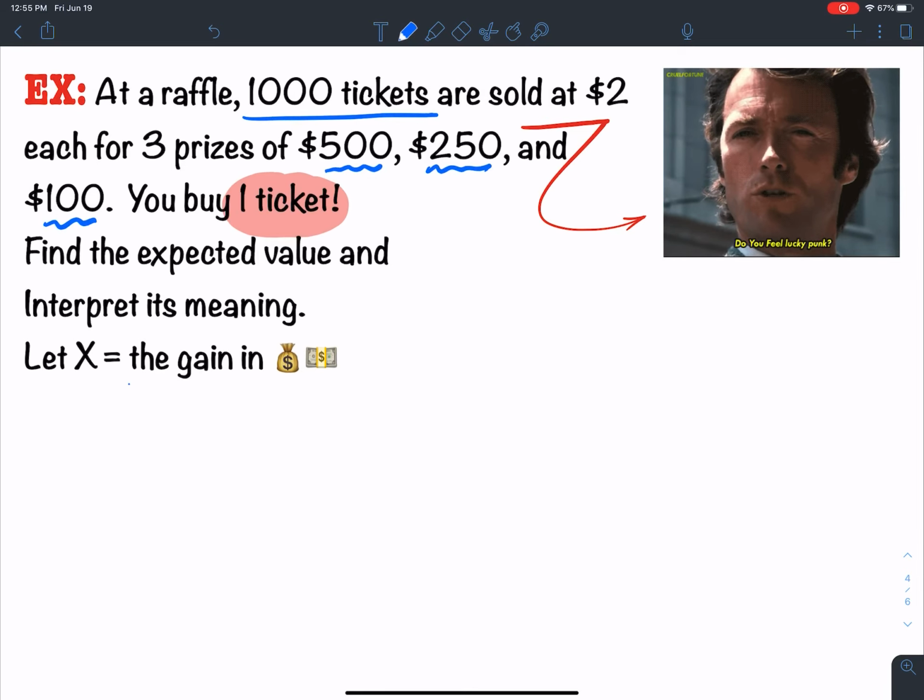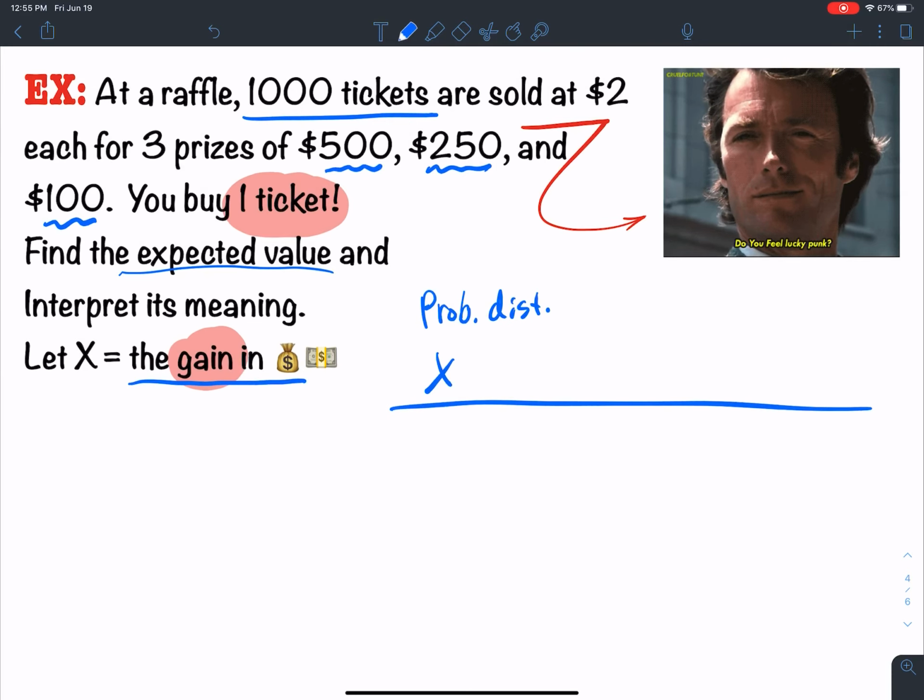Now let X represent the gain. Keyword here is the gain in money, okay? So the first thing I'm going to do, in order to get the expected value, is I need the probability distribution. So the probability distribution has the X values associated with the probability of each X value. So how do I get the X values? The X is the gain, okay?